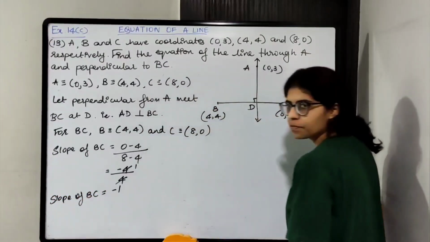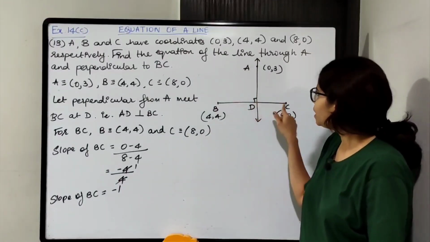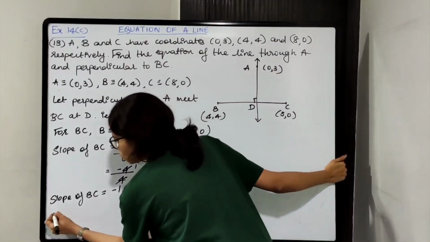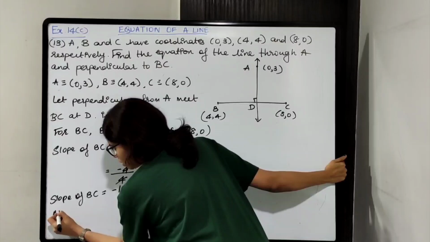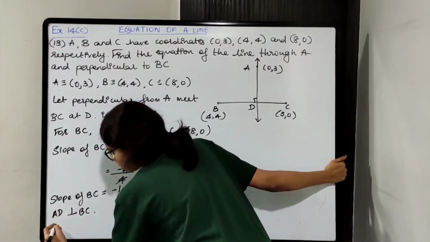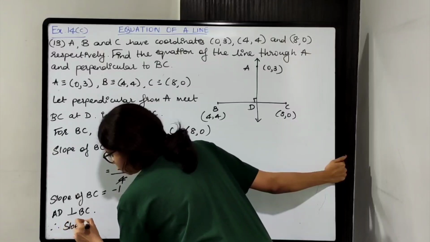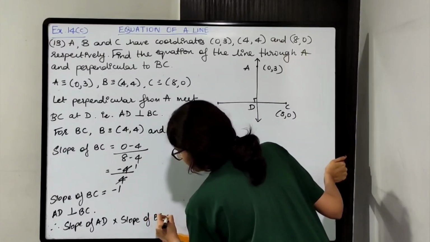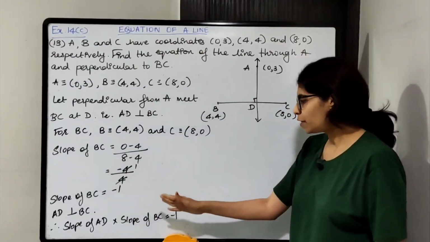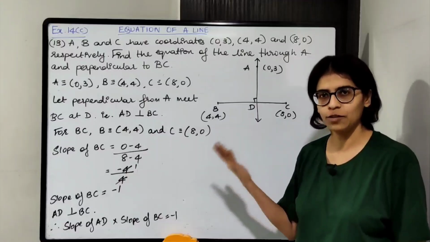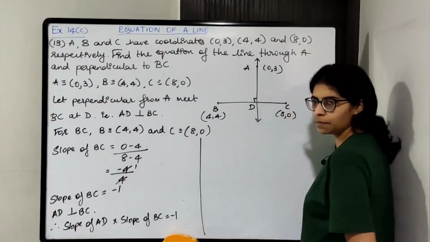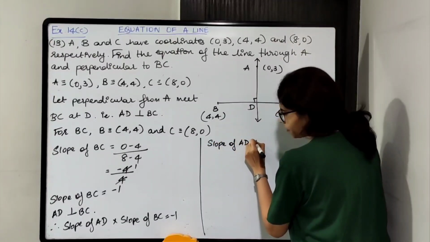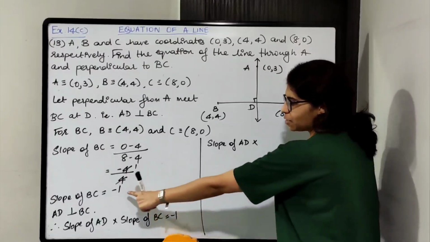Okay. Now we know BC and AD are perpendicular. So product of the slopes is -1. So AD is perpendicular to BC. Therefore, slope of AD into slope of BC is -1. That is slope of AD is equal to -1 upon slope of BC. That way also you can write. ठीक है, कैसे भी लिख सकते हैं. So slope of AD is unknown, but slope of BC I know. Slope of BC I just got, it is -1.